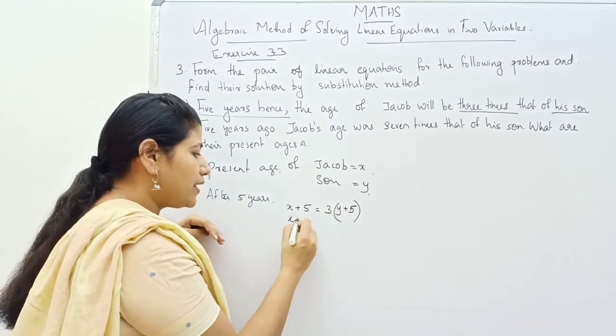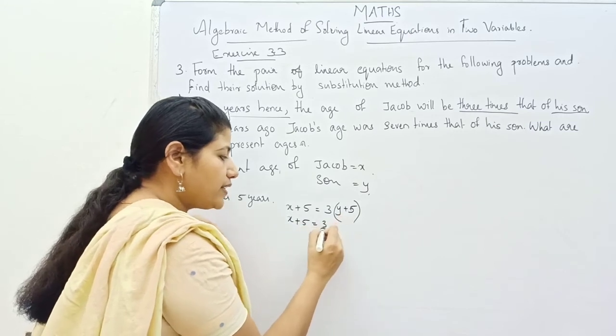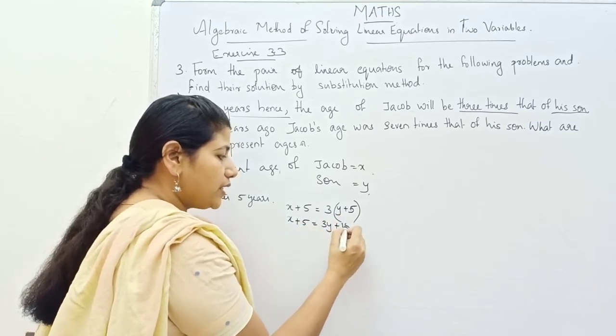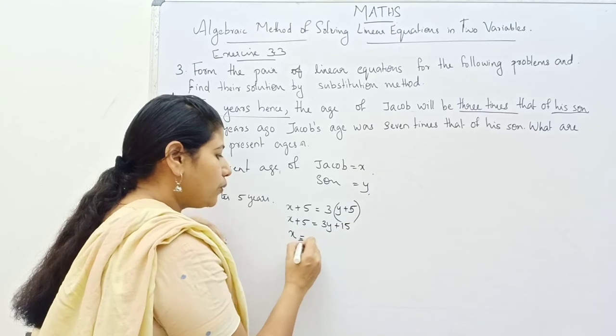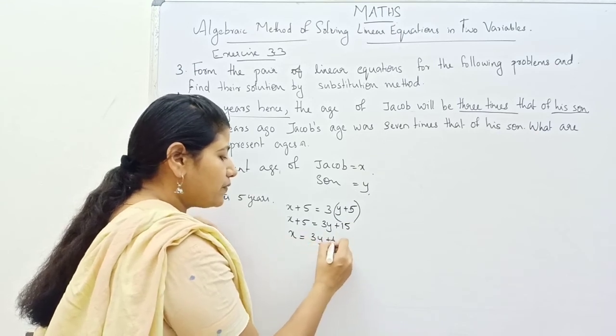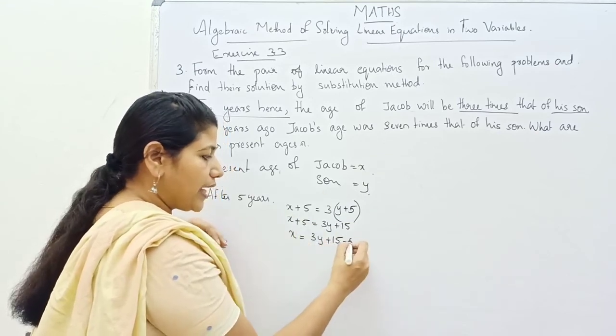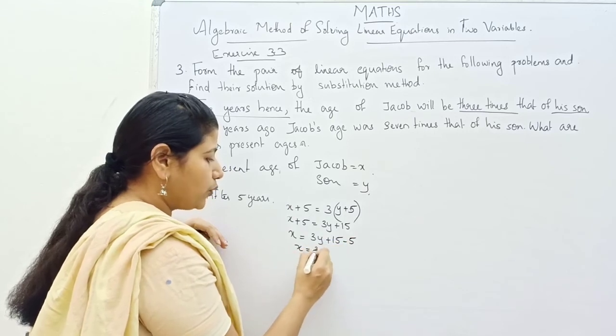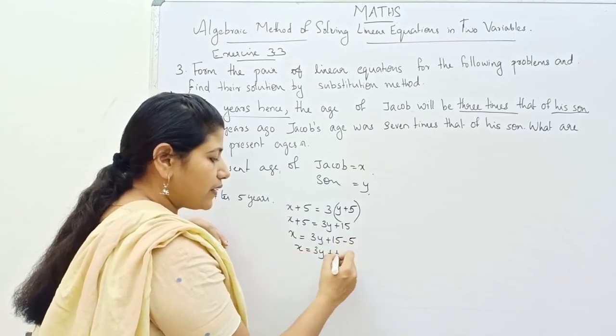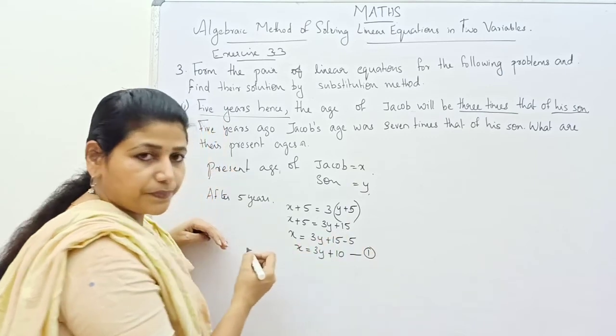Rearrange this. x plus 5 equal to 3 into y is 3y and 3 into 5 is 15. So x equal to 3y plus 15 minus 5. Then you will get x equal to 3y plus 10, since 15 minus 5 is 10. So this is your first equation.